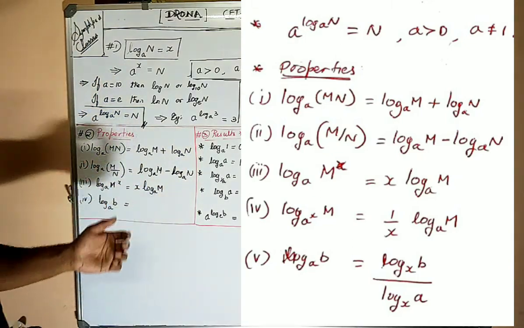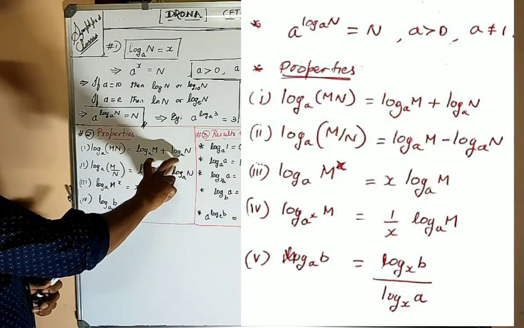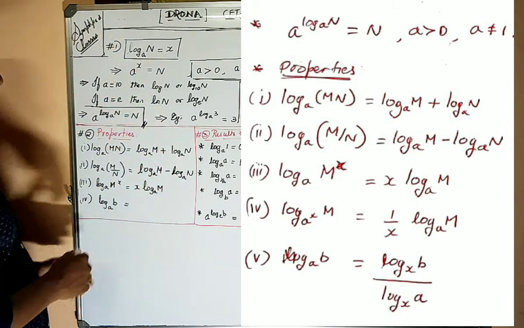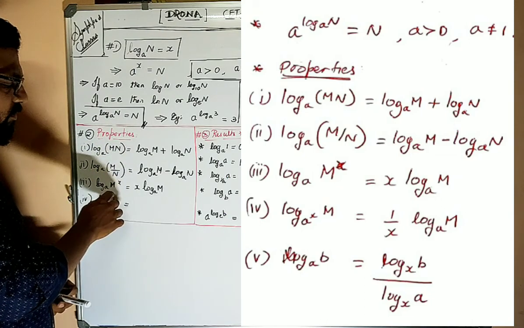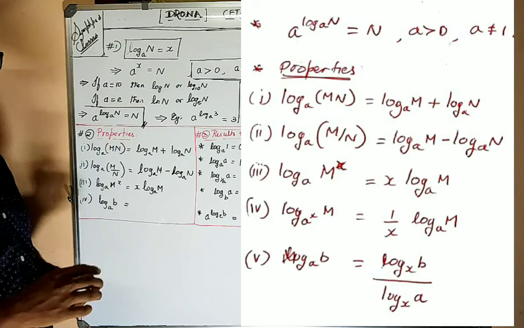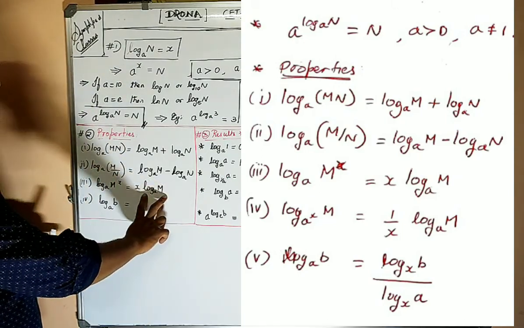If it is division, it's going to be minus. If it is multiplication, it's going to be plus. The base must be the same for both of them. Don't forget about it. Then, suppose log a of m or n, whatever, is raised to the power of x. It is raised to the power of a number. That number will be written first, and it will be simply x log n.